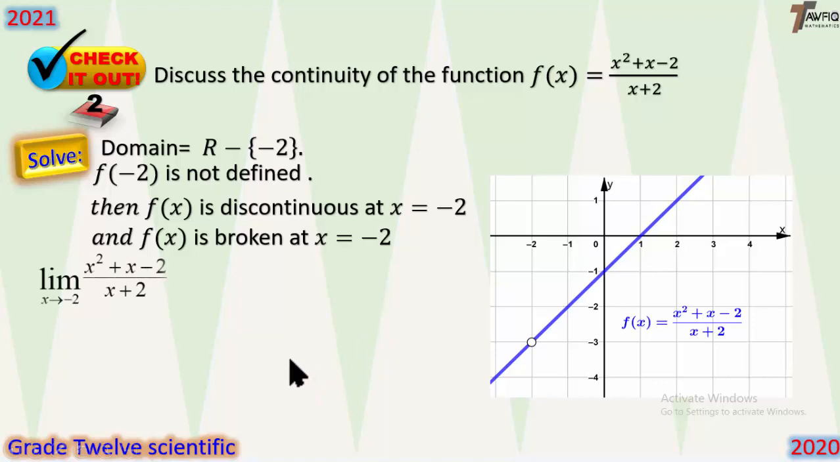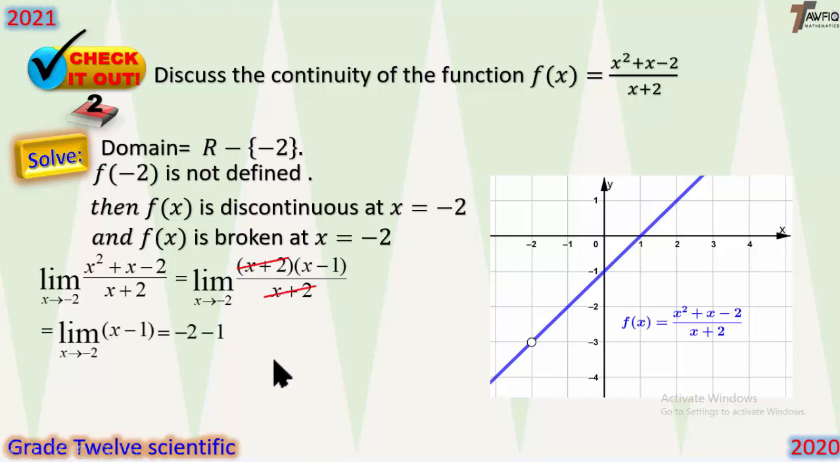Now we try to find the limit to remove this discontinuity. Limit when x approaches minus 2 of (x squared plus x minus 2) over (x plus 2). By factoring this, the limit when x approaches minus 2 of (x plus 2)(x minus 1) over (x plus 2). Cancelling x plus 2 with x plus 2, that means the limit is equal to minus 3. Because the limit exists, this discontinuity is removable.